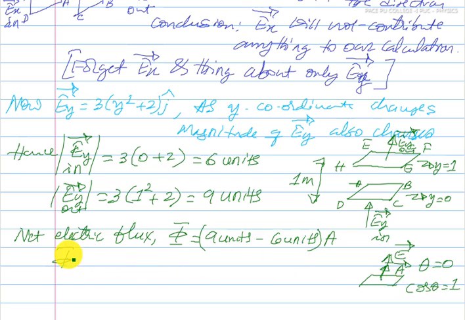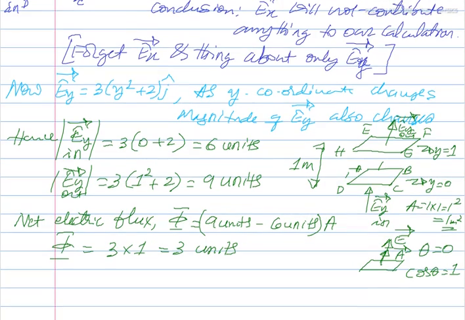Further, flux is equal to 3 units into A. A is 1 meter square, because all the sides are 1 meter, so 1 into 1 is 1. So area is 1 meter square, and this is simply 3 units.